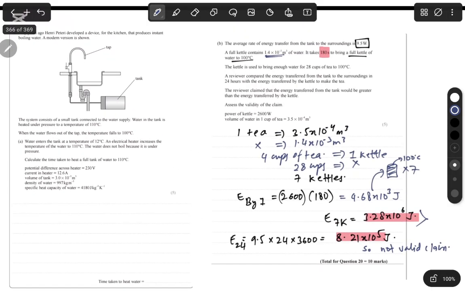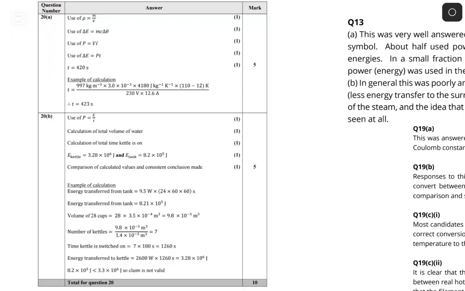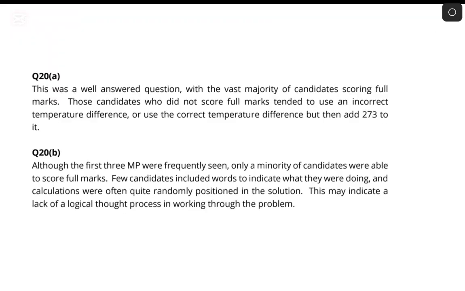You can go through both of the questions and I'll show the mark scheme and examiner report as well. So this is the mark scheme. And this is the examiner report.